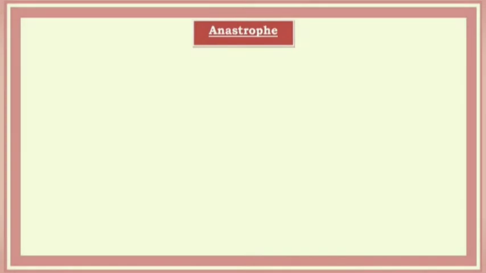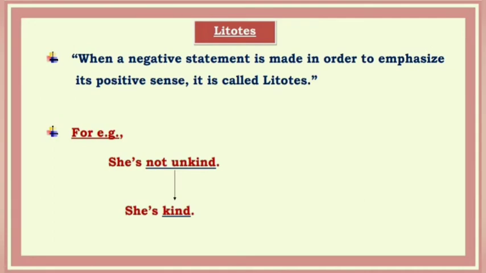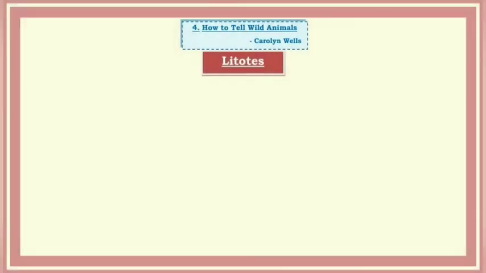After anastrophe, now let's check the use of litotes in the poem. Now what's litotes? When a negative statement is made in order to emphasize its positive sense, it's called litotes. For example, she is not unkind. Here the negative phrase not unkind emphasizes the positive sense that she is kind. Right? Now let's examine the use of litotes in the poem.